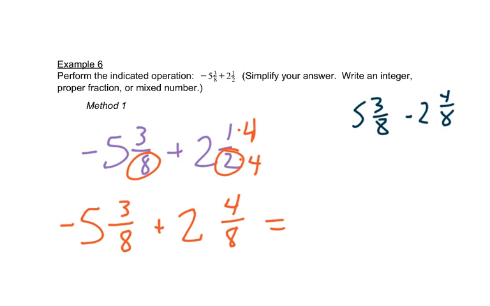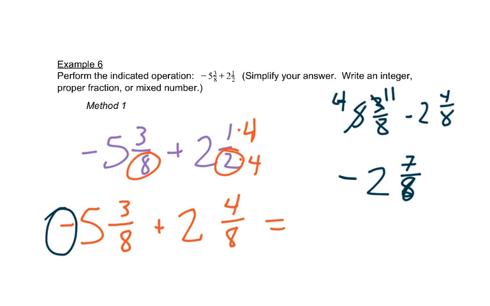So we're going to have to borrow 1 from here, and that adds 8 more pieces to this. So this now has 8, 9, 10, 11 pieces. We're taking away 1 whole circle, adding 8 more pieces. We have 4 11/8. So now we can subtract. 4 minus 2 is 2. 11 eighths minus 4 eighths is 7 eighths. So we have 2 and 7 eighths. The bigger number was negative, so our answer is negative.